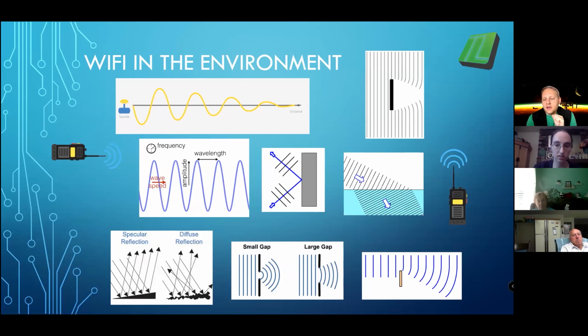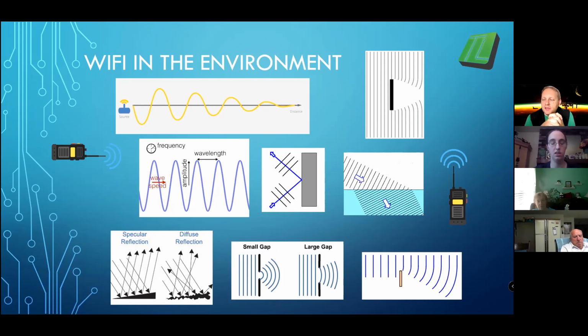And then just to the right of that, if a wave encounters an object, it will bounce off of it. Just as if you threw a ball at the wall, it will bounce off. The waves will do the same thing, even though they're invisible. So I have a couple of examples of how waves interact with different objects in the world.